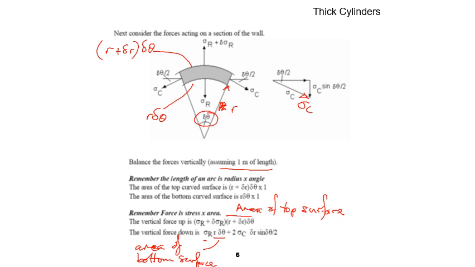Plus, we have the vertical component of sigma c on the right and sigma c on the left. So we have vertical forces, the component of sigma c, and there's two of them, one on the right and one on the left. So we have 2 times sigma c times the area, right, which is del r times 1, because the thickness is del r, and sine del theta over 2. That is the downwards component.